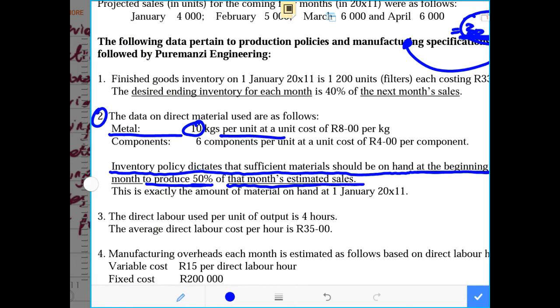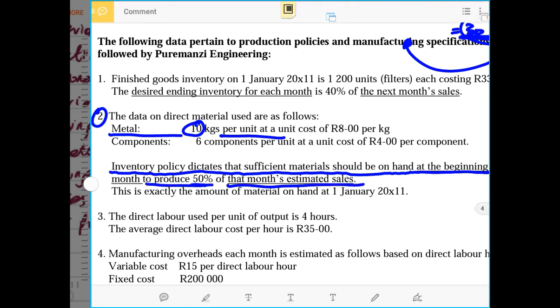That means we need to have components which are able to cover 50% of the units that we expect to sell. We need to have the components at the beginning of the period that will be able to cover 50% of the units that we expect to sell in that month. That is what this statement simply means.